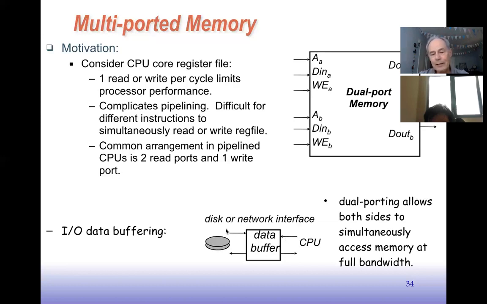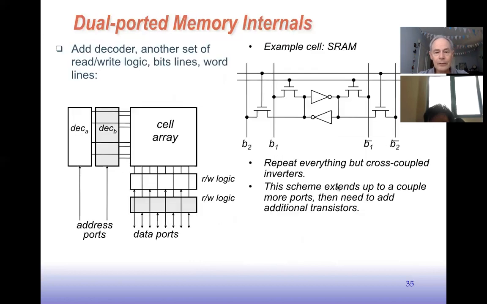So we need access kind of simultaneously. We need two ports to this, right? So this is another reason why we might want dual-ported memory. And this type of interfacing function is quite common in digital designs, particularly when we're interfacing to external devices. So how do we build that?